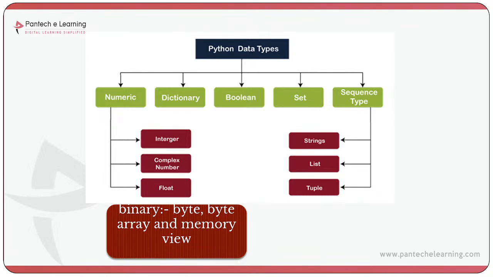Integer data type: an integer is a whole number, positive or negative, without decimals, of unlimited length. Next, coming to the complex data type. Complex numbers are written with a j as the imaginary part. Real and imaginary parts together make a complex data type. Next, the float data type. Float can also be scientific numbers. A float, or floating point number, is a number, positive or negative, containing one or more decimals.